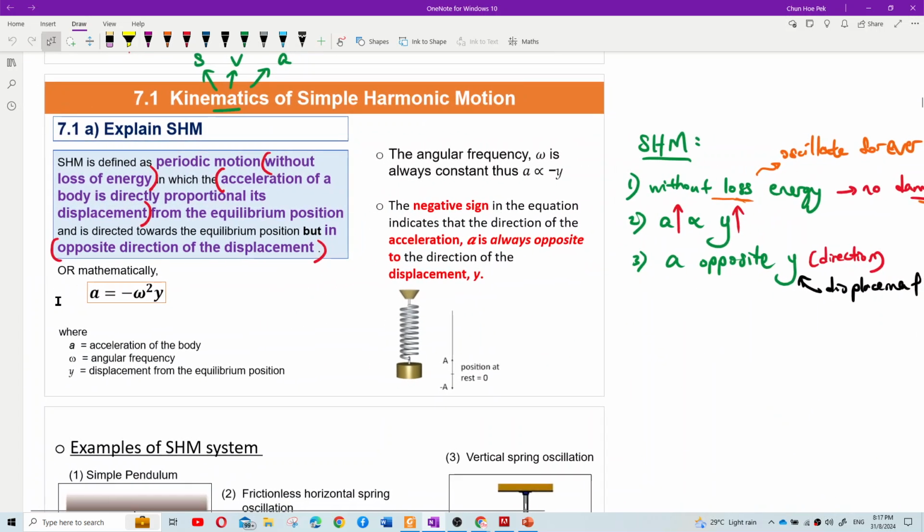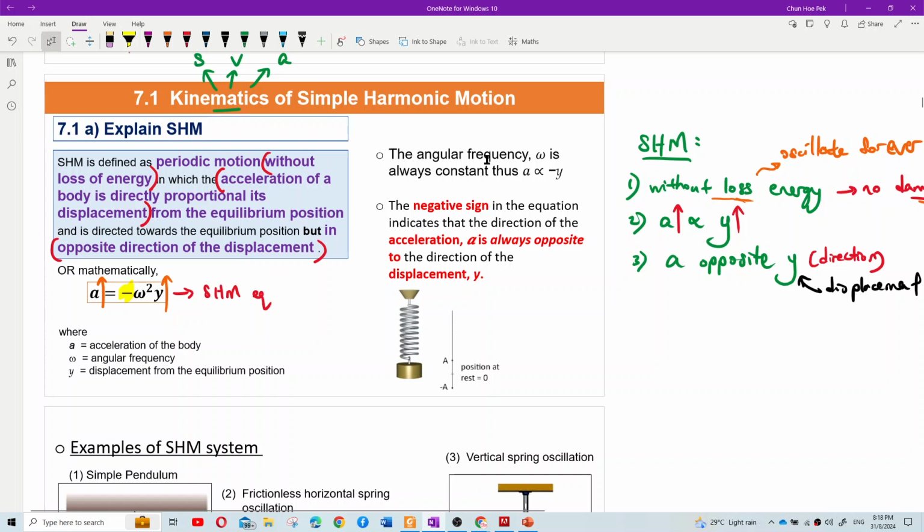Now mathematically, this is the formula. This is what we call the SHM formula, the SHM equation. You can see acceleration is proportional to displacement. When displacement increases, acceleration also increases. And there is a negative sign. What does the negative sign mean? It means acceleration is opposite to the displacement. So the negative sign indicates the direction of acceleration is always opposite to the displacement. That is the definition of simple harmonic motion.